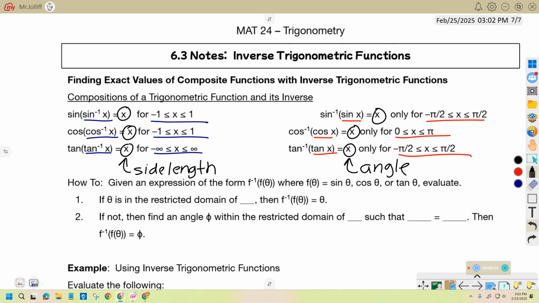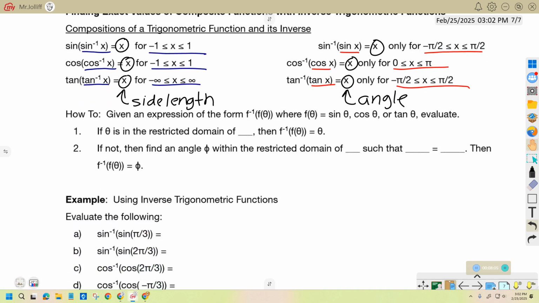So, the process, pretty straightforward. If we're in the how-to, if the angle is in the domain of the inside function f, then the answer is just the angle that we were inputting to begin with. F inverse of f of theta is just theta. Sine inverse undoes sine, gives us the angle. Cos inverse undoes cos, gives us the angle.